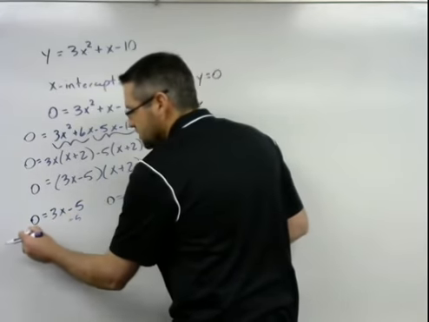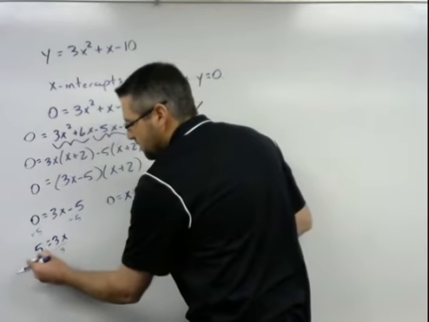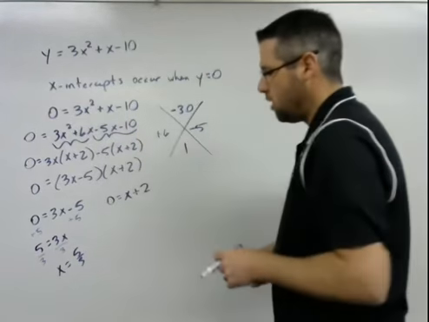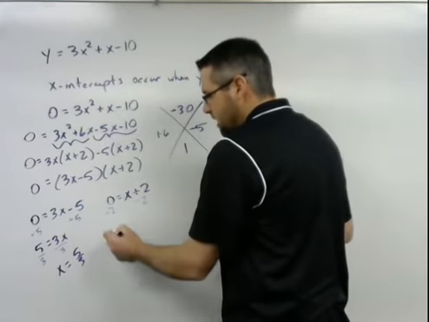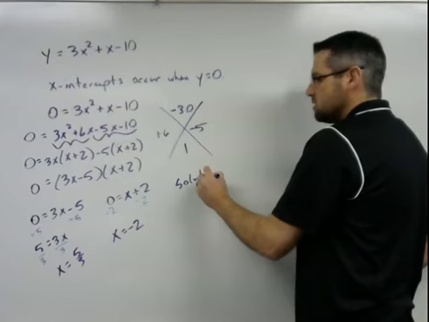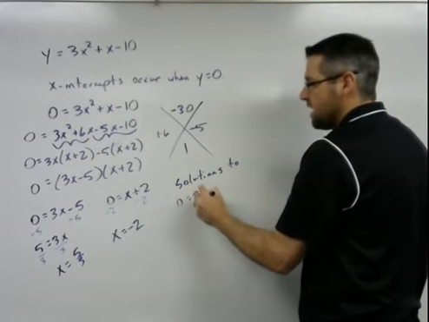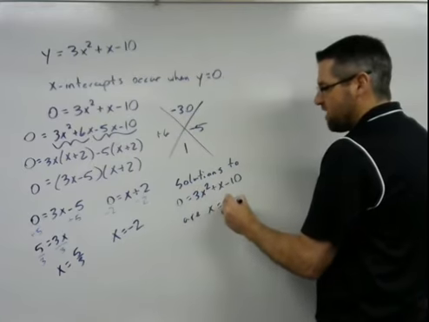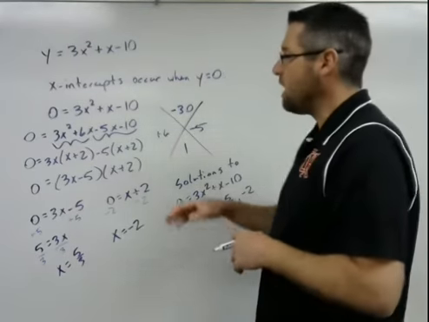So here we'll add 5 to both sides. And so we end up with 5 equals 3x. And then we'll divide by 3, and we end up with x equals 5/3. Now we can put that into a decimal or a mixed fraction, but I'm going to leave it like that. Here we're going to subtract 2 from both sides, and we end up with x equals negative 2. So our solutions to this equation, 0 equals 3x squared plus x minus 10, are x equals 5/3 and x equals negative 2. But that's not our answer here, because I wanted x-intercepts.